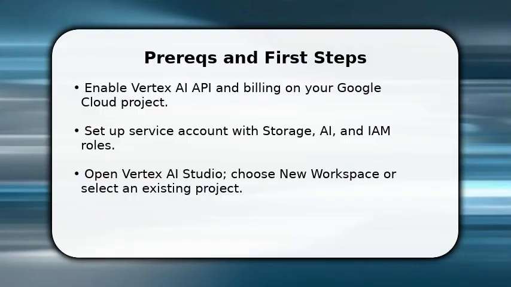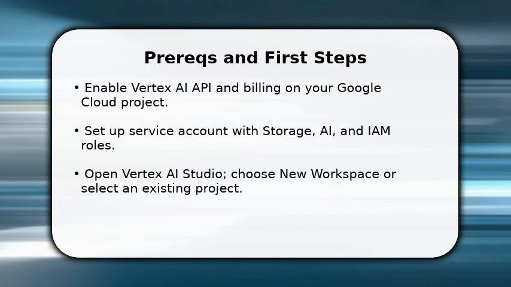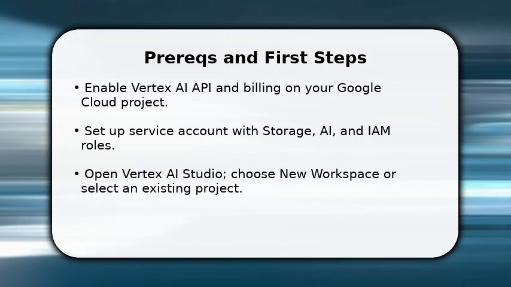You begin by confirming prerequisites: billing, APIs, and a service account with proper IAM roles so you avoid permission errors. Next, create or select a Google Cloud project in the console. Once done, enable the Vertex AI API and attach billing. Make sure your service account has storage and AI permissions so data and models upload smoothly.